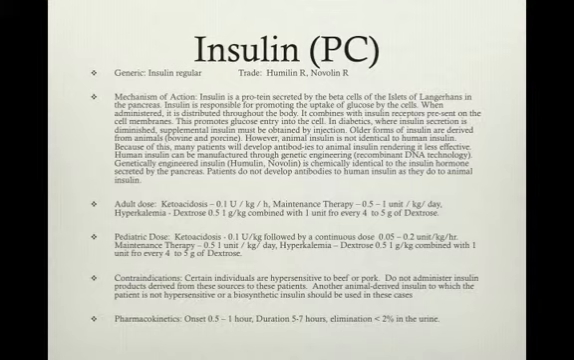Pharmacokinetics: onset is going to be 0.5 to 1 hour, duration 5 to 7 hours, and elimination less than 2% in the urine. This is generally going to be through cellular byproducts and cellular metabolism that this is going to be eliminated or used up.